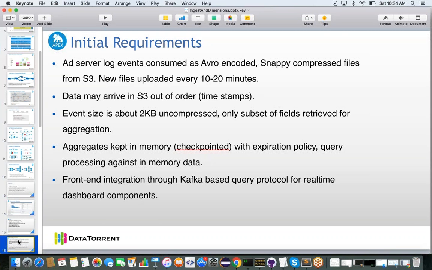So what happened was there was a requirement to have minute level aggregates, day level aggregates, and week level aggregates. Then you would typically keep your minute level aggregates for an hour, then you would keep your hour level aggregates for a day, and then you would keep your day level aggregates for 7 days. So this in-memory data store had to have an expiration policy, so that was also built in. And then like I explained earlier, there was a front-end integration through a Kafka-based publisher-subscriber mechanism for interacting with the dashboards.